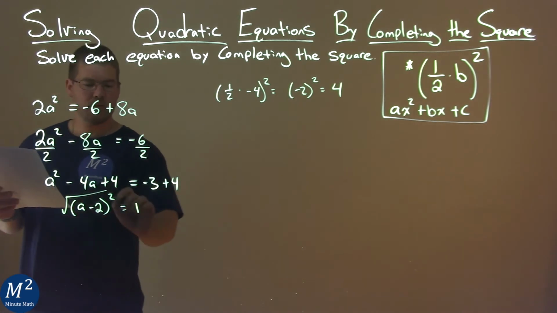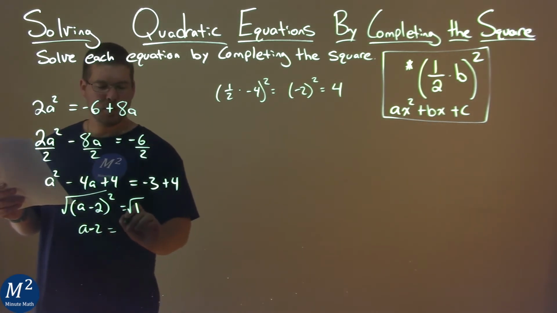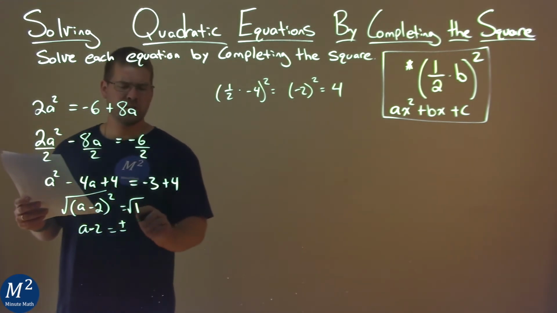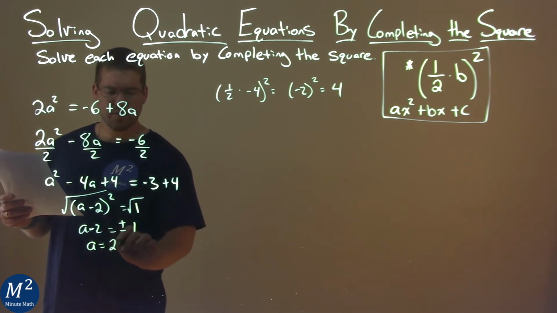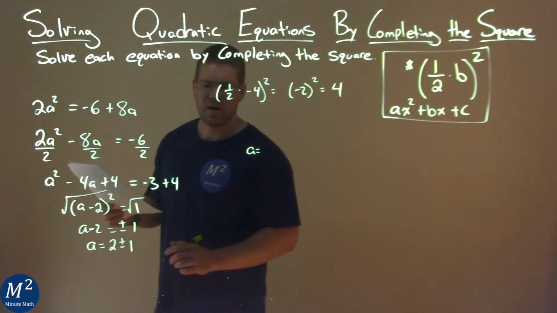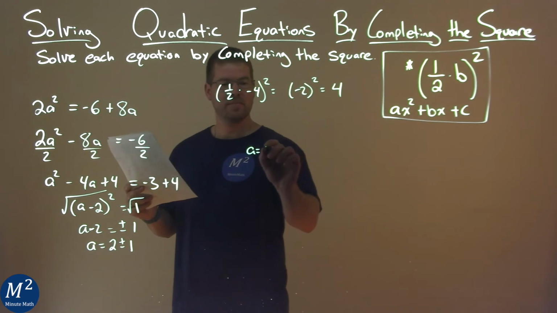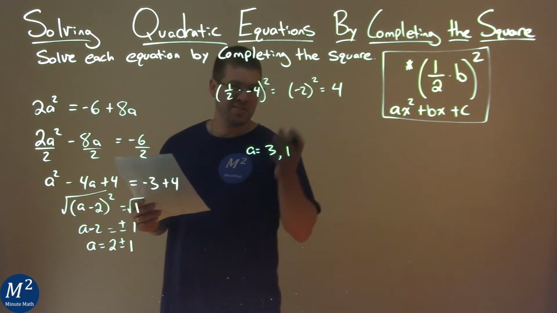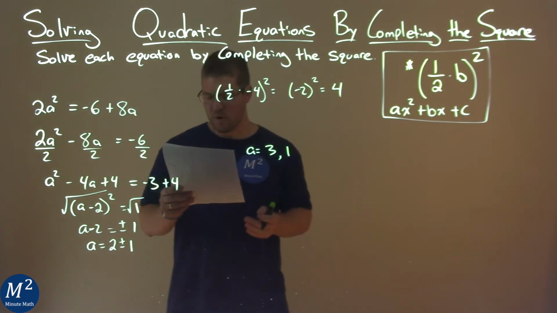I now can square root both sides, and I have a minus 2 here is equal to, well, plus or minus, we take a square root over an equal sign, and the square root of 1 is just 1. Add a 2 to both sides, and I have a equals a positive 2 plus or minus 1. And so we have to solve now each part individually. 2 plus 1 is a 3. And 2 minus 1 is a 1. And so our final answer here is just a equals 3 and 1.